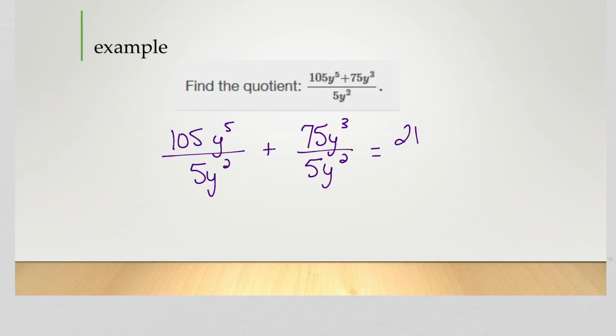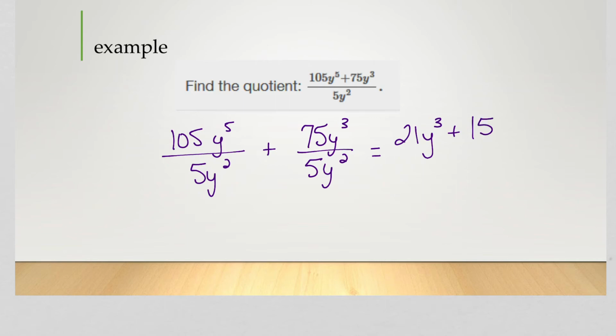Now look at this. y to the 5th divided by y squared. Subtract those. So I've got 5 minus 2, which is 3, plus 5 goes into 75. How many times? 5 goes into 7 once, with 2 left over, 5 goes into 25 5 times.